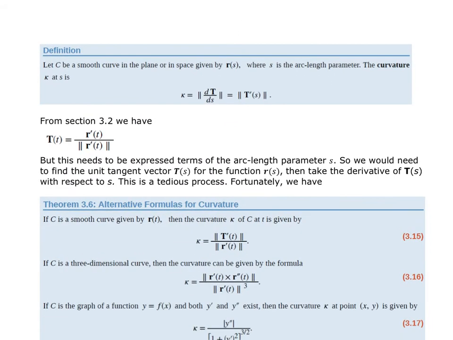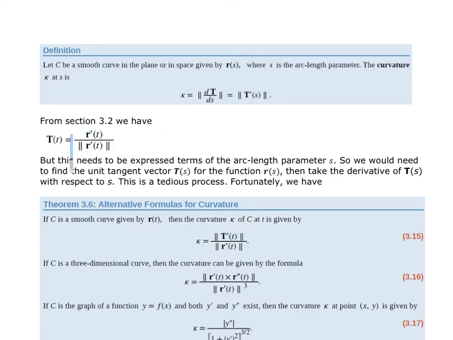So what we have is, let C be a smooth curve in space given by r of s, where s is the arc length parameter, which is why we spent the other time just a few minutes ago. Then the curvature kappa at s is dT/ds, which is T prime of s. Okay, this is an s, but we're mostly in t.